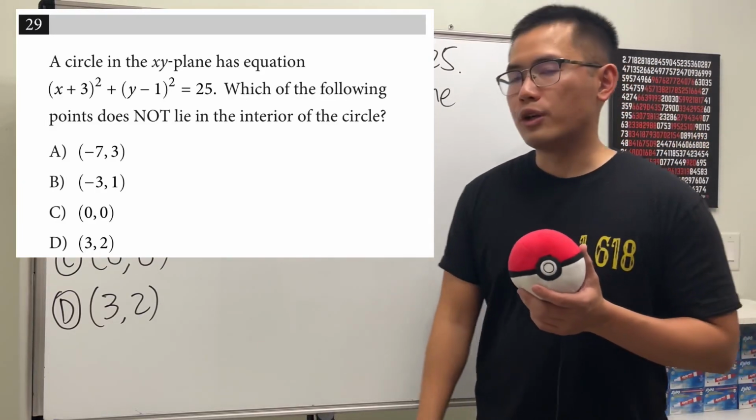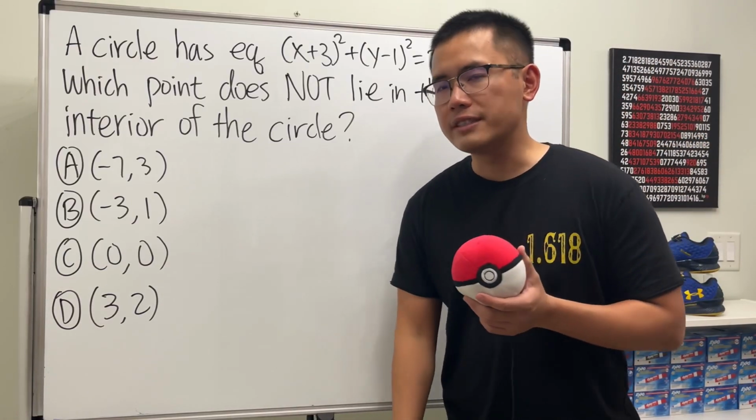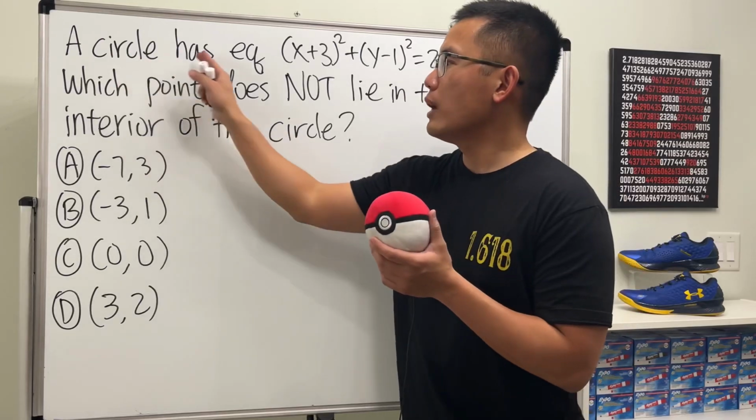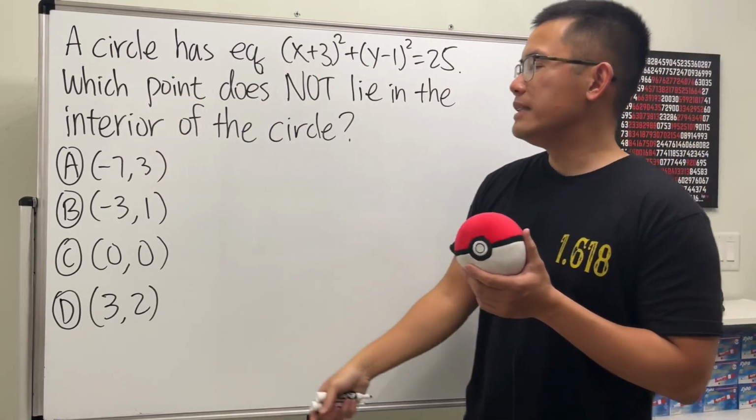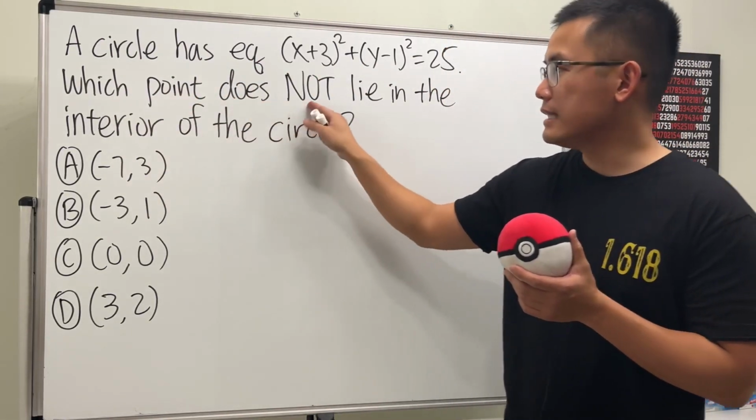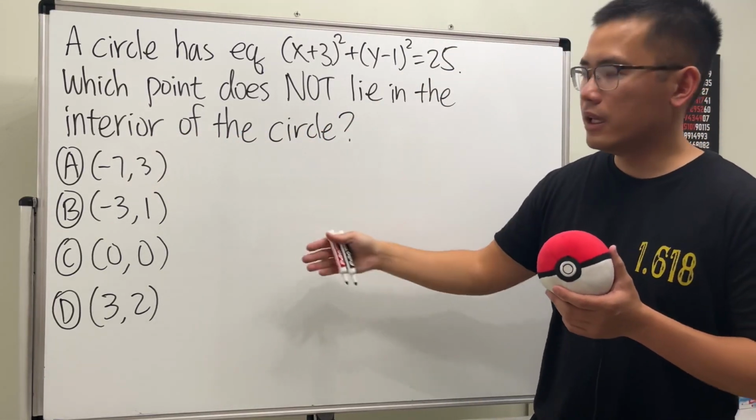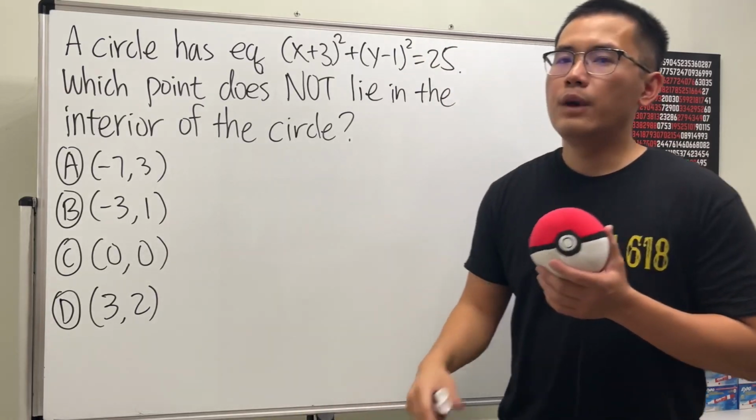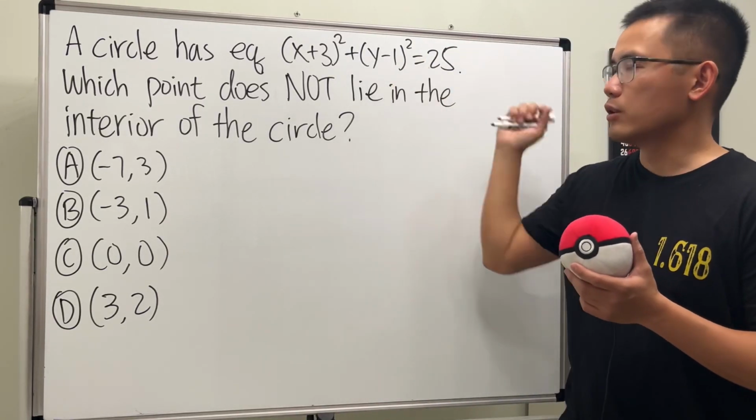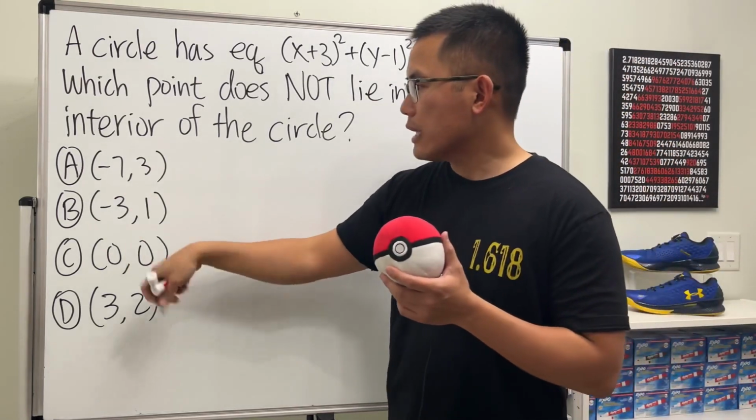For this SAT math question, we definitely have to use our answer choices. Let's have a look. It says a circle has the equation right here, and we need to find out which point does not lie in the interior of the circle. And of course, here we have the points. And we have to know how the equation of the circle works.